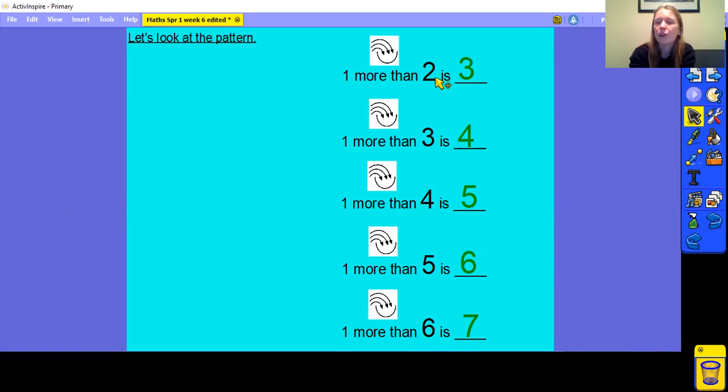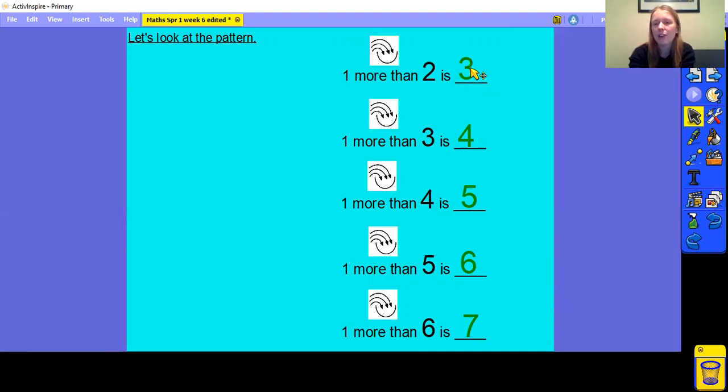Let's start with our first number. 2, 3, 4, 5, 6. Just like yesterday, these numbers are counting up, just like when we count along our number line. When we do that, our numbers get bigger. 2, 3 is bigger, 4 is bigger, 5 is bigger, 6 is bigger. So our numbers are getting bigger every time we go on to the next one.